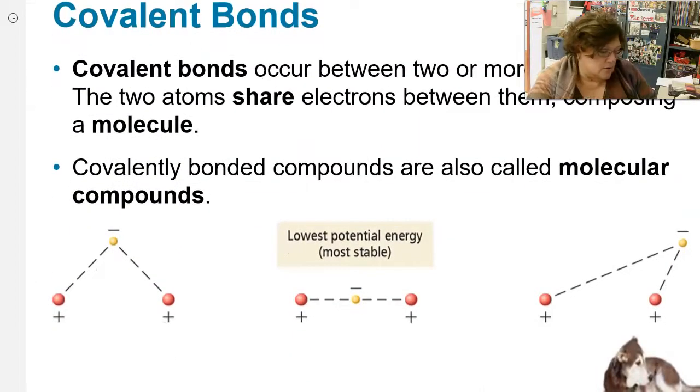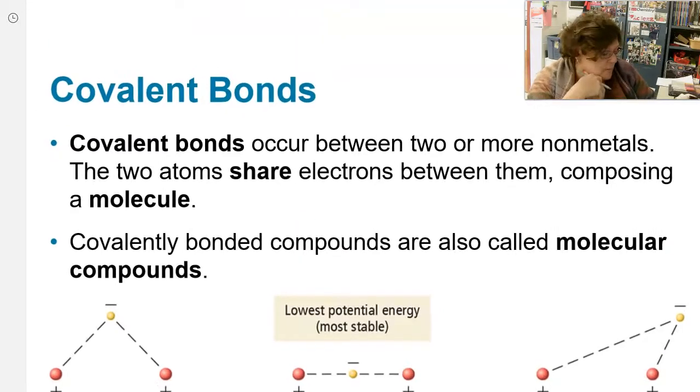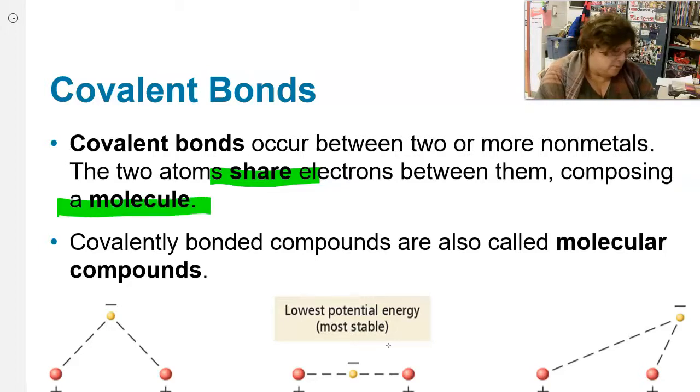Covalent bonds occur between 2 or more nonmetals. The 2 atoms share electrons between them, composing a molecule. So sharing is what we call our covalent bonds. So there's 2 kinds. The first kind we said was a transfer. One electron goes from one element to another and creates a charge. Sharing, they share the electrons between themselves, and they become what we call a molecule.